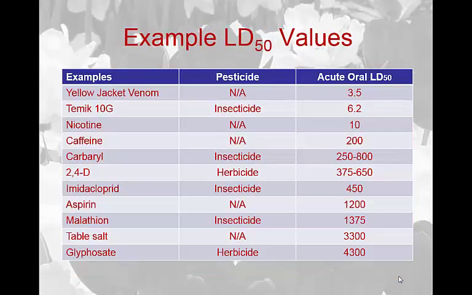So if we tie that back to some things that you know and use regularly, remember that the smaller the number, the more dangerous it is. Like this yellow jacket venom, it only takes 3.5 milligrams per kilogram of body weight to be fatal to you. So it's a pretty toxic substance. Temik is an insecticide, a pretty nasty insecticide. It's a restricted use. It's a nematicide. It controls nematodes. It's a soil injection, so you don't do it above ground. If you get a good whiff of it, you're going to be seeking medical attention. Okay, it's a nasty chemical.